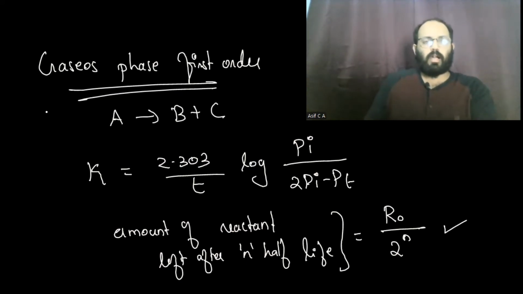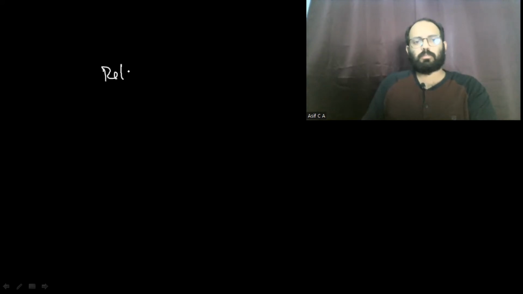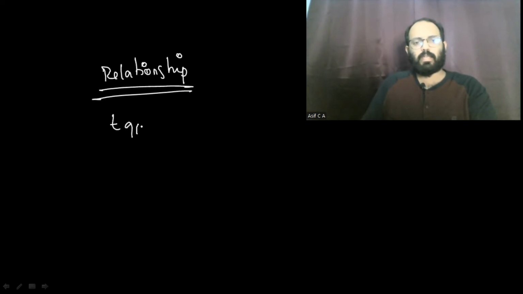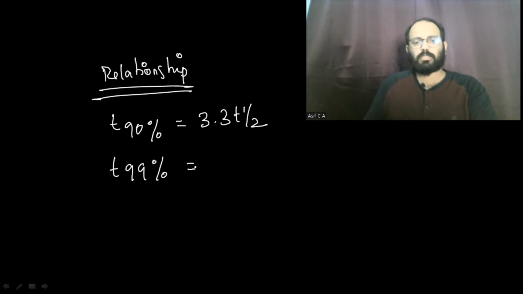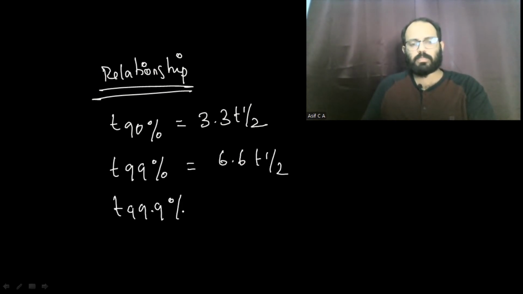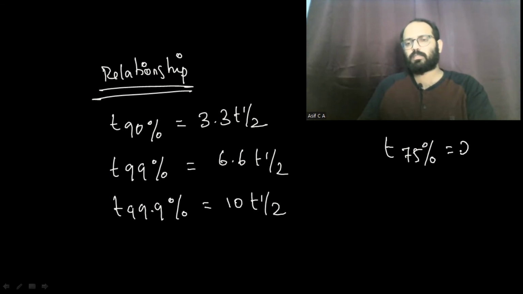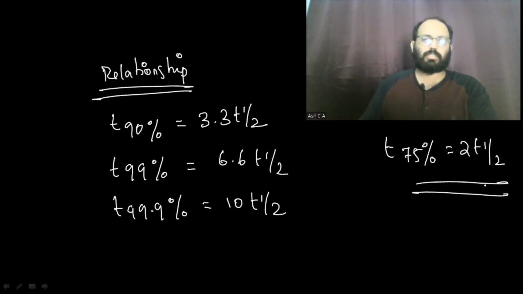Then there is a relationship between t half and a few other percentage completions. That relationship will help you solve questions easily. If you need to find t90% completion, you can use 3.3 t half. If t half is given and t90% completion is needed, t99% completion is 6.6 t half. For t99.9%, take 10 t half. For t75%, it's 2 t half. If you know these relationships, it will be easy to solve the question.